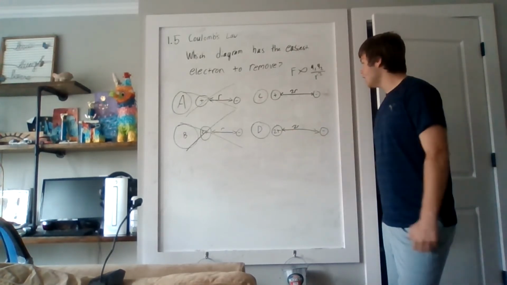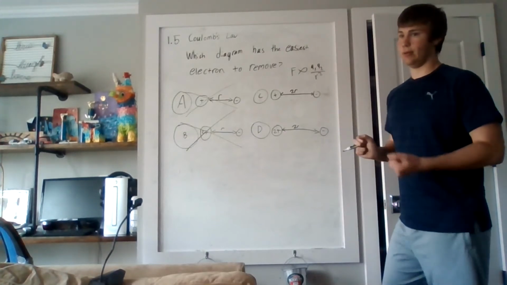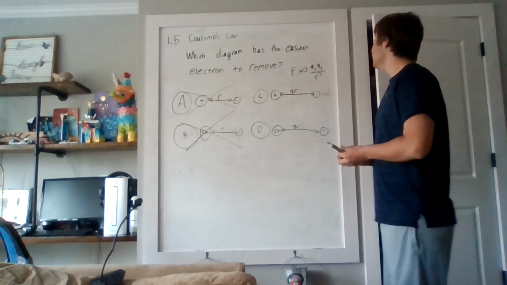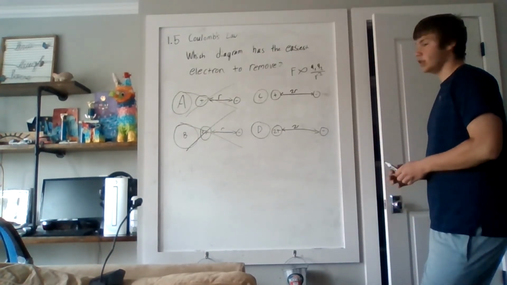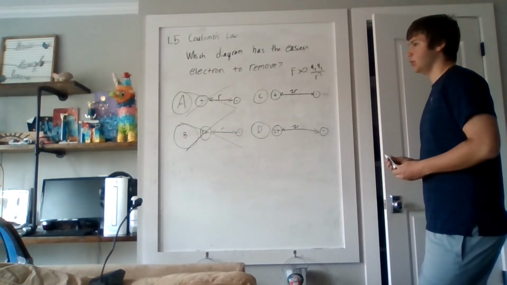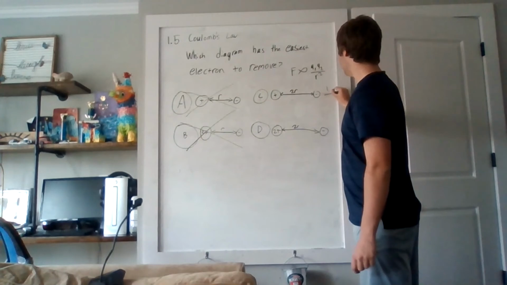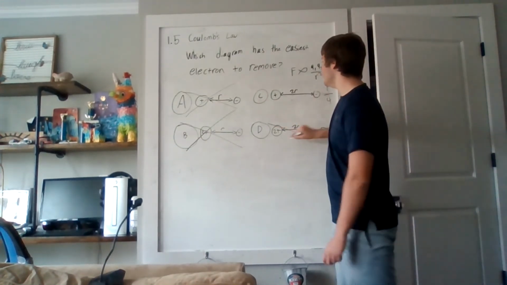D has the charge of the nucleus doubled and the distance doubled. So the force becomes 2 times 1 over 2 squared. So 2 over 4 is 1/2 the force. So 1/4 versus 1/2. 1/4 is smaller. C is the answer.